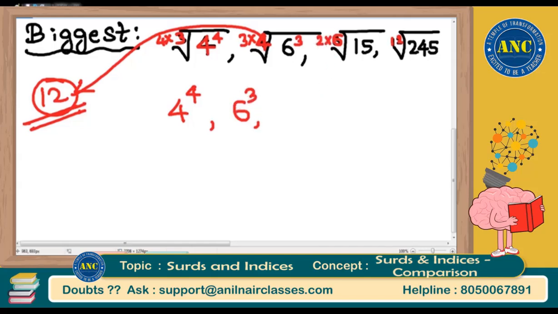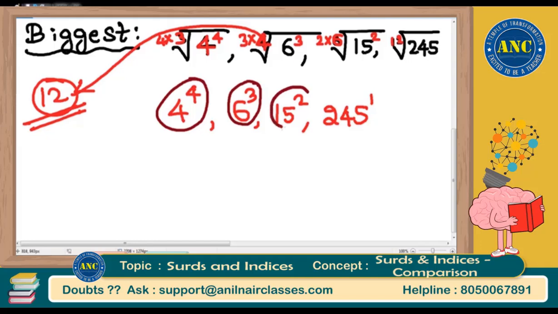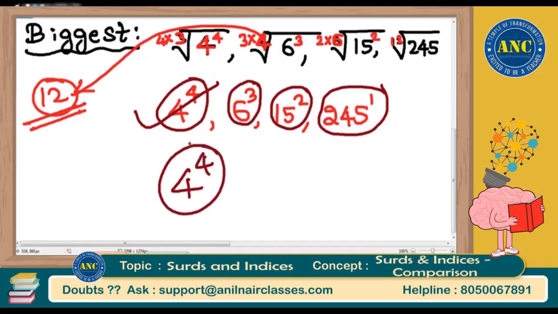This is 6 to the power 3. This is 15 square. I believe that it is clear again. This is 245 to the power of 1. Now check which is the biggest out of these 4. 4 power 4 is 256. 6 cube is 216, 5 square is 225, 245 is 245 itself. Biggest is 4 power 4. First value should be the correct answer.